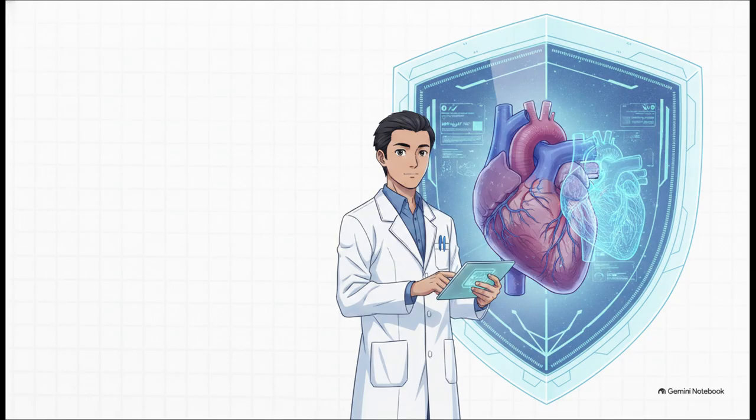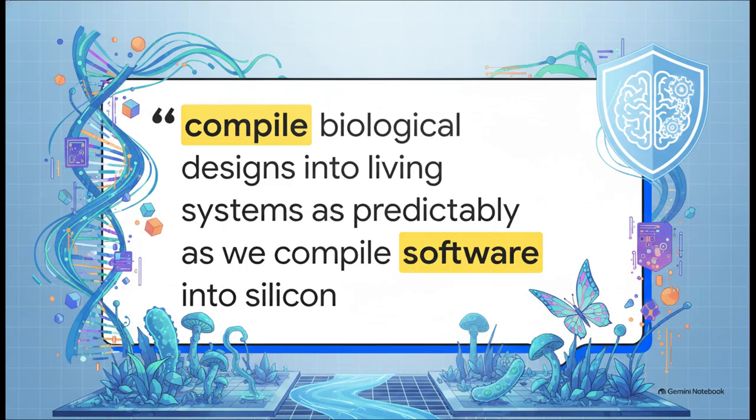Furthermore, this requires unprecedented global governance. The industry is proposing strict international standards, much like the JEDEC standards that govern the global semiconductor industry today, but uniquely applied to living, breathing designs to ensure biological security worldwide. The ultimate goal is a future where we can compile biological designs into living systems as predictably as we compile software into silicon. It's a vision that requires unifying decades of bioscience, software engineering, and global governance frameworks. If it works, it fundamentally rewrites humanity's relationship with the building blocks of life.